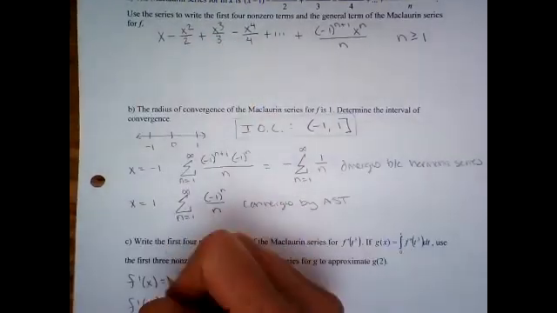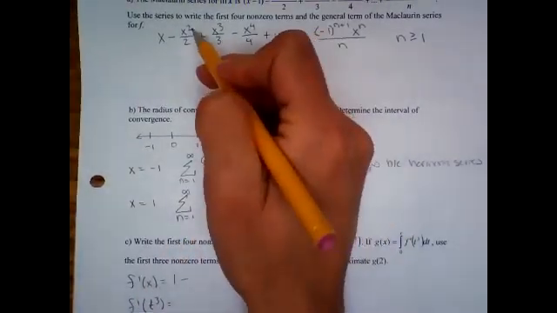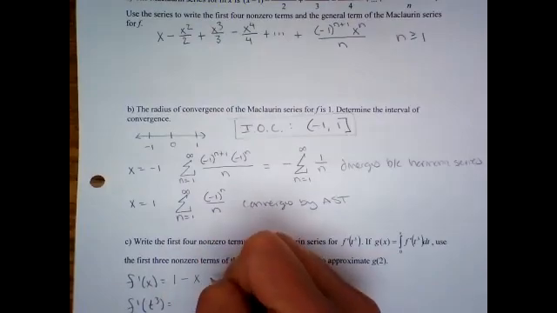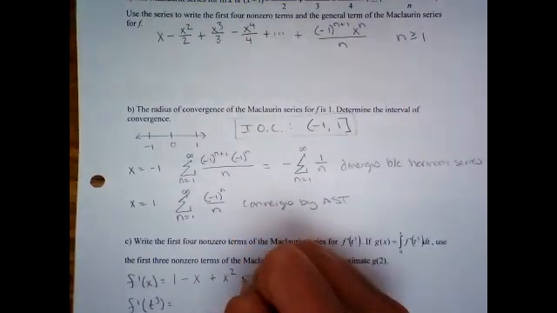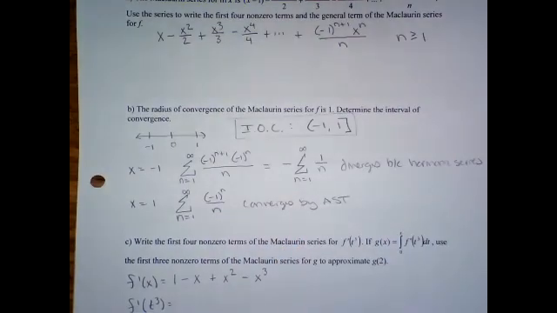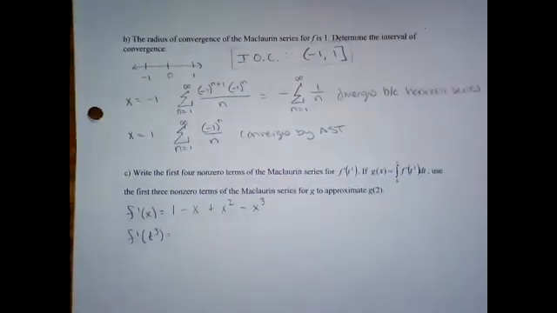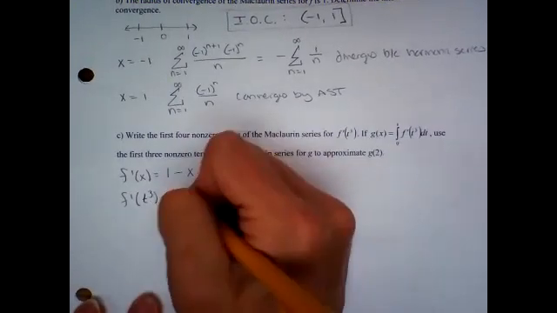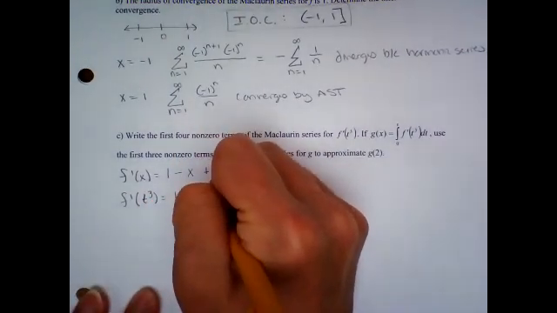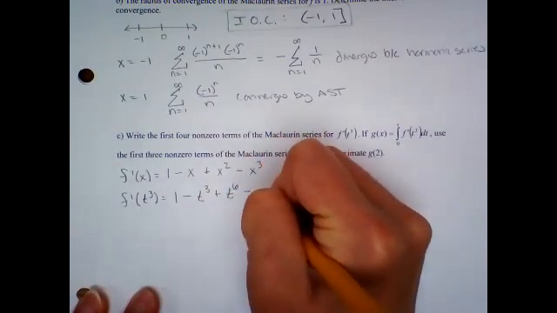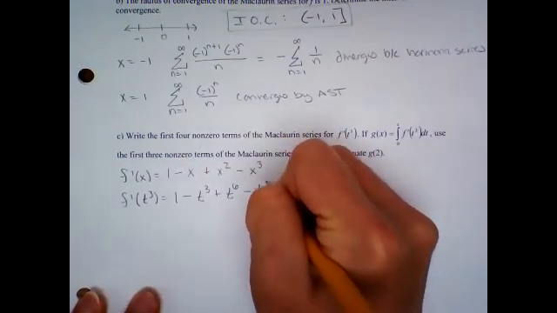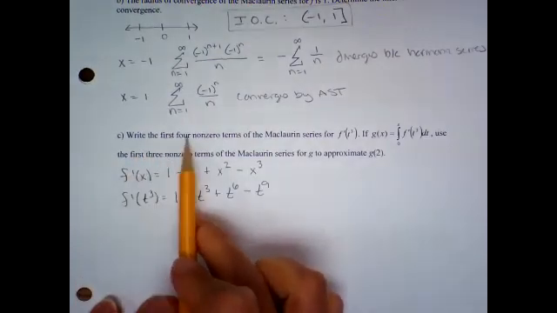So this will be 1 minus, now if you bring the 2 down, the 2's are going to cancel, so that'll just be x. And actually that's what's going to happen for all of these. So plus x squared minus x cubed. So that's our derivative. And then we're going to plug in t cubed. So t cubed squared would be t to the 6th, and then t cubed cubed would be t to the 9th. All right, so that takes care of this first part.